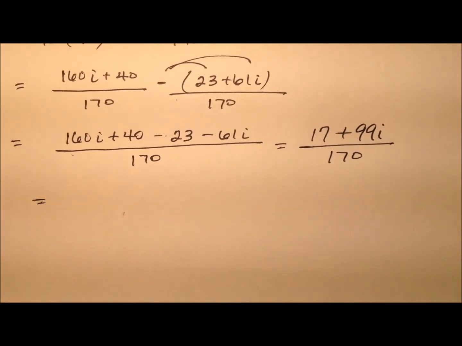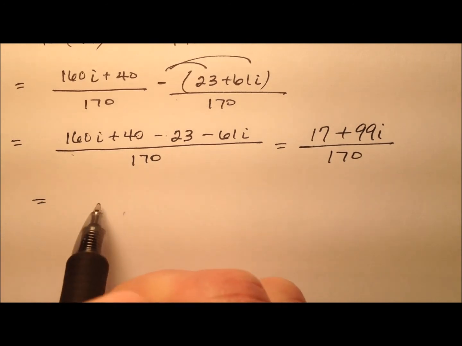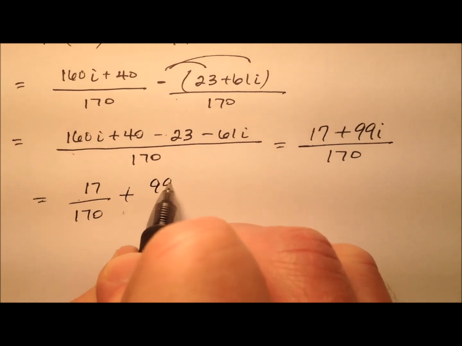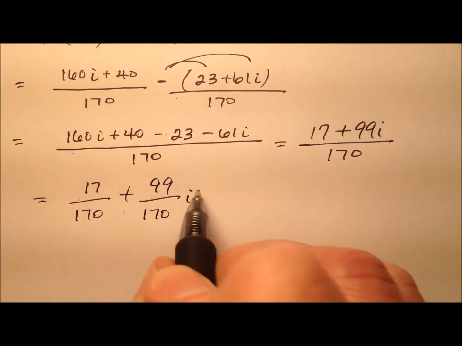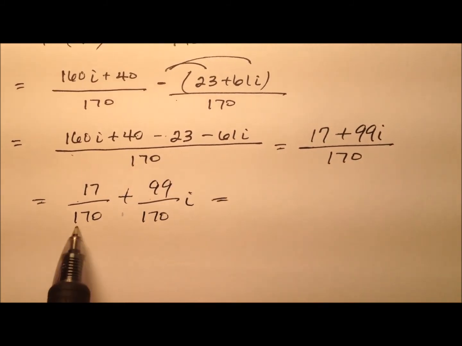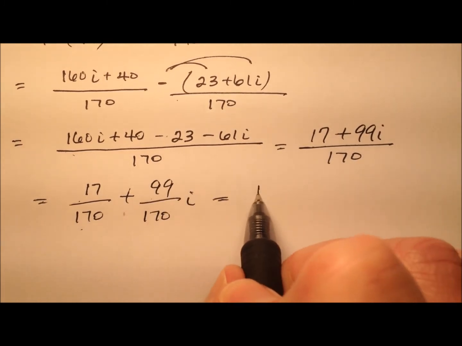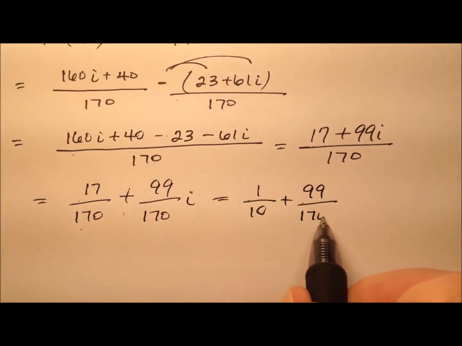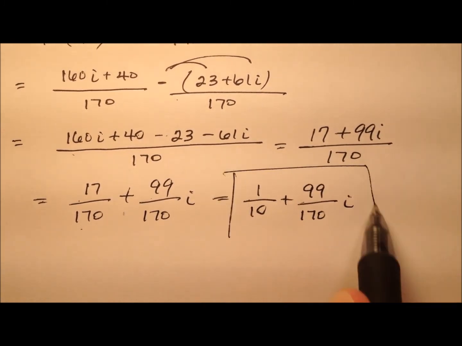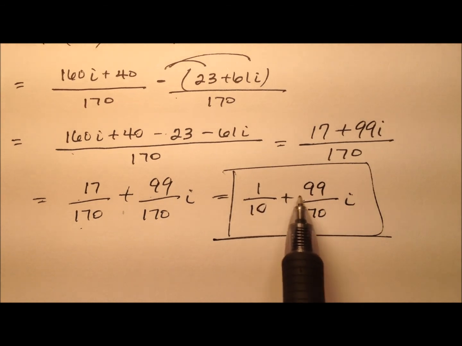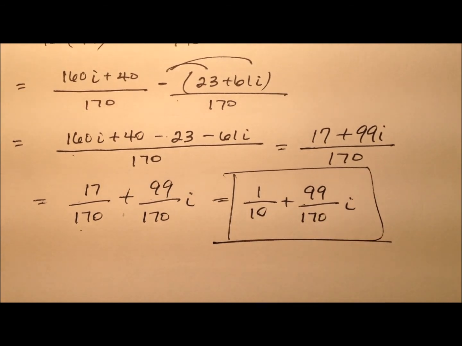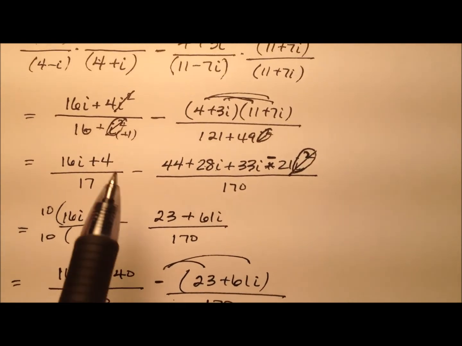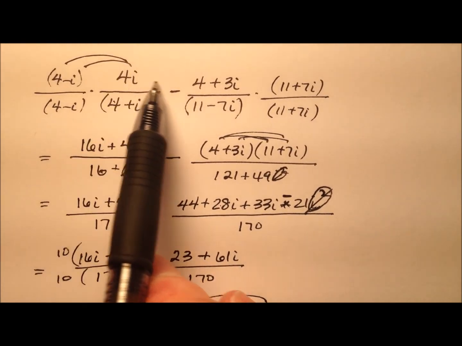But of course I need to write this in a plus bi form. So 17 over 170 plus 99 over 170 i, and I can simplify the first fraction, so 1/10 plus 99/170 i. And I do have this written in a plus bi form, and this is the difference. This complex number is what I get when I subtract from my original problem, this one right here.